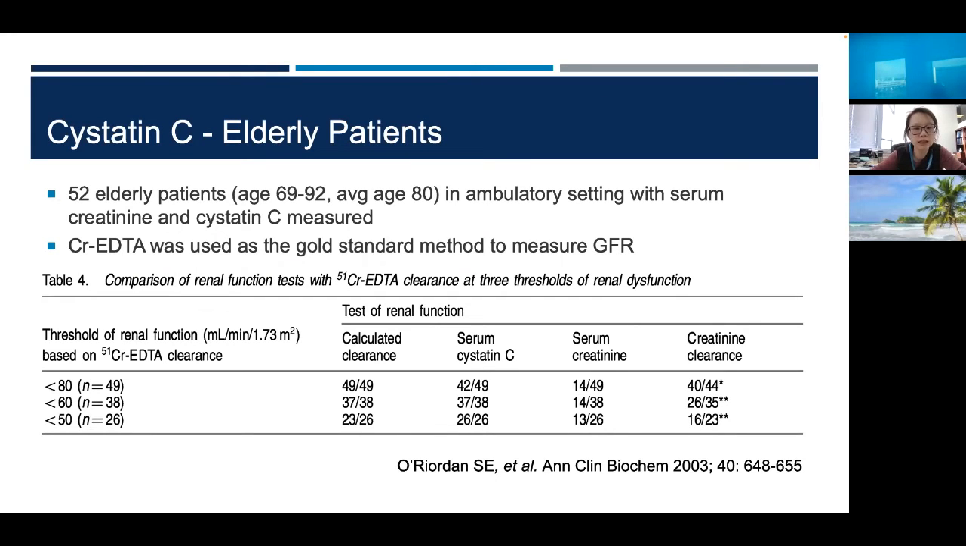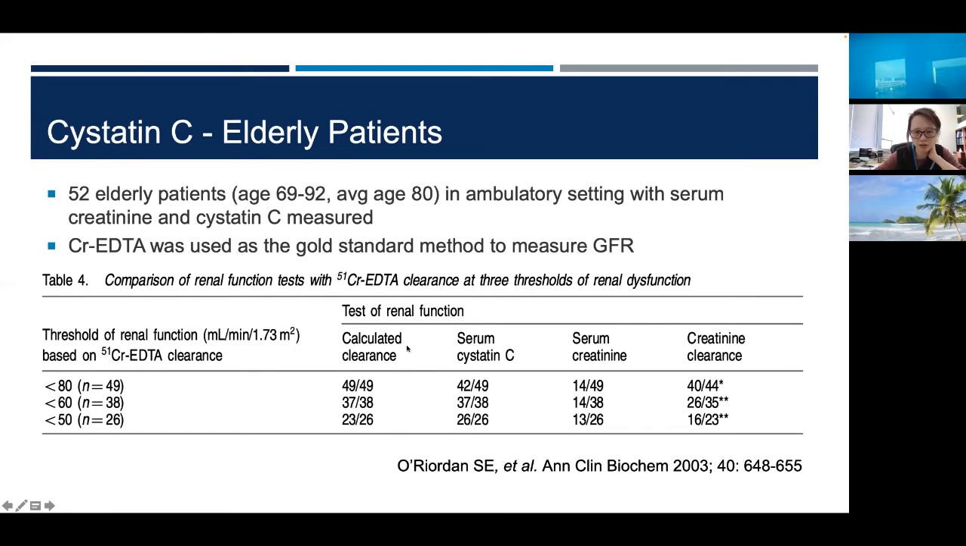This study, published in Annals of Clinical Biochemistry in 2003, looked at elderly patients in an ambulatory setting with both serum creatinine and cystatin C measured, to see which is a better biomarker in picking up renal dysfunction. They had a total of 52 patients, and the average age was 80 years old. They used creatinine EDTA as the gold standard method to measure the GFR, and then compared different ways to estimate GFR.